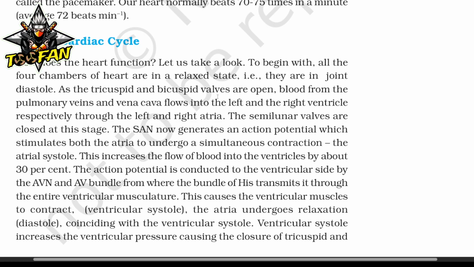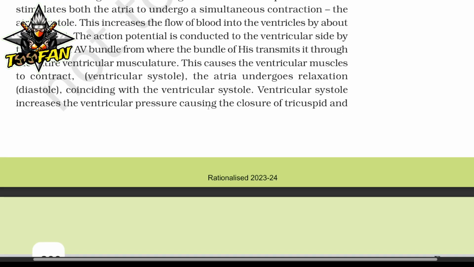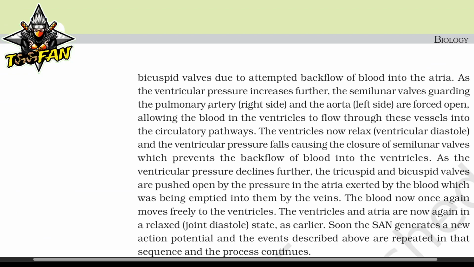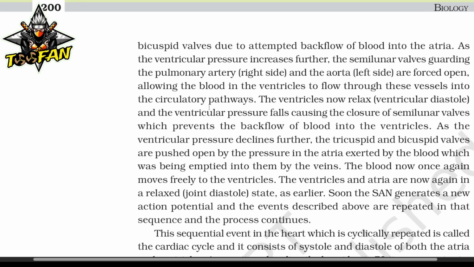Ventricular systole increases the ventricular pressure, causing the closure of the tricuspid and bicuspid valves due to attempted backflow of the blood into the atria. As the ventricular pressure increases further, the semilunar valves guarding the pulmonary artery and the aorta are forced open, allowing the blood in the ventricles to flow through these vessels into the circulatory pathway.